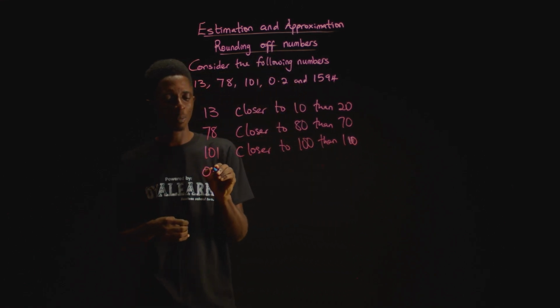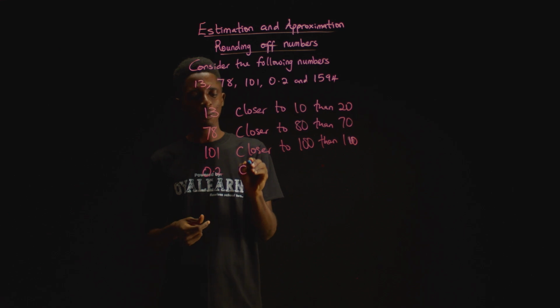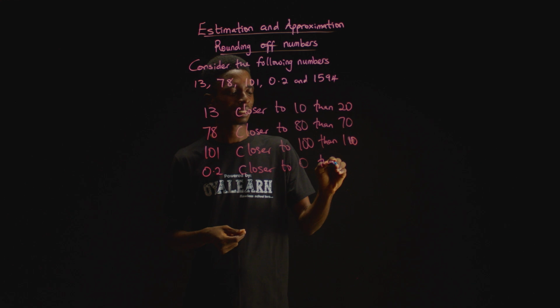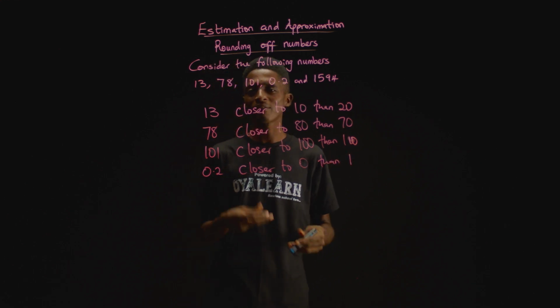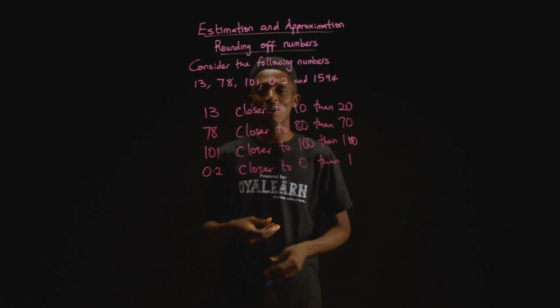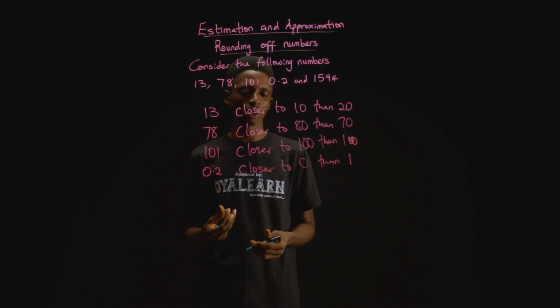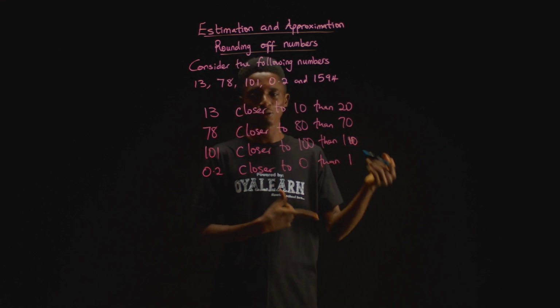And when we work with 0.2, you agree with me that 0.2 is closer to 0 than 1. So when you have 0.2, it's just as much as you having nothing at all. So you don't have enough. It's not up to 1 at all. So it's closer to 0 than it is to 1.